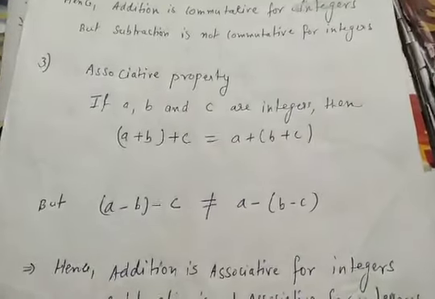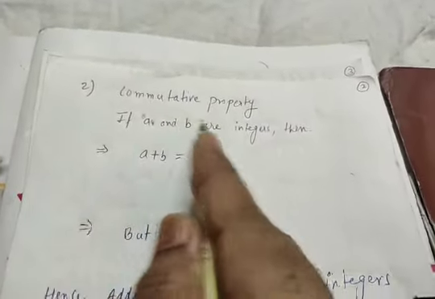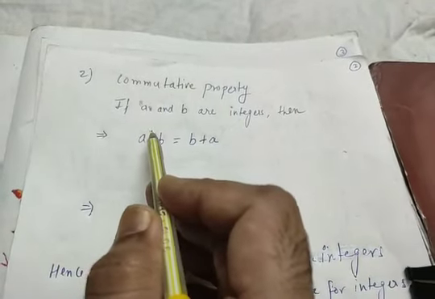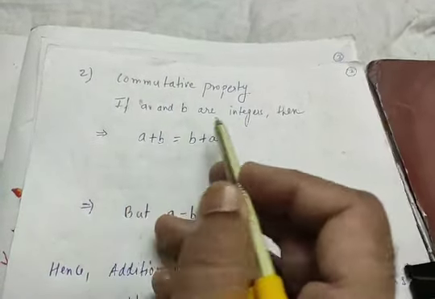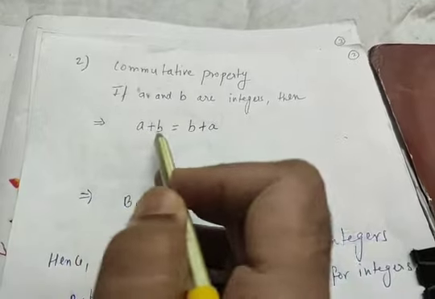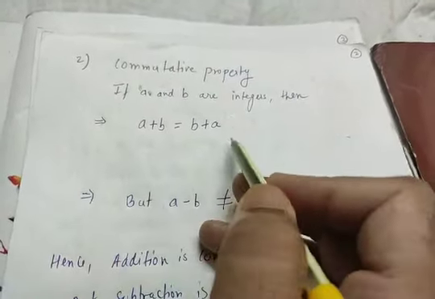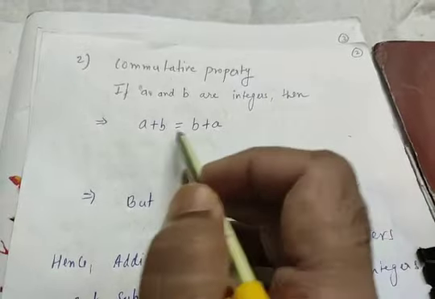property. The next property is the commutative property. Clear? It says that if A and B are integers, then A plus B equals B plus A. This means we can add integers in any order. Either I can add A plus B or I can add B plus A. The sum will come the same.